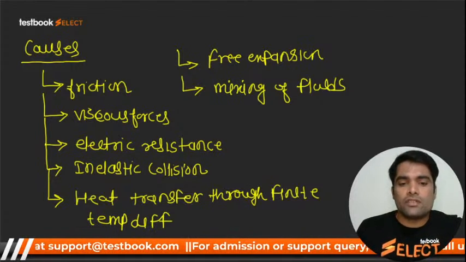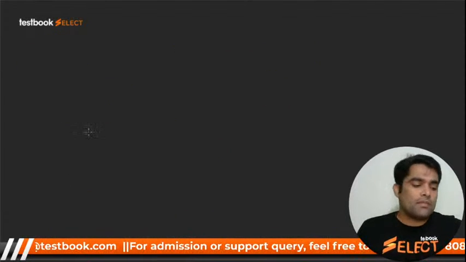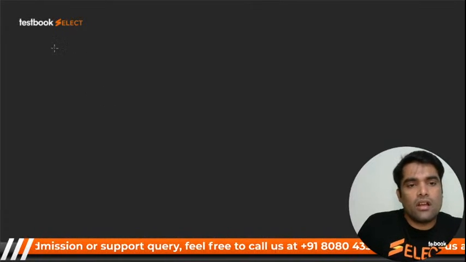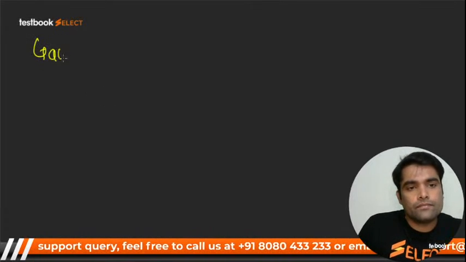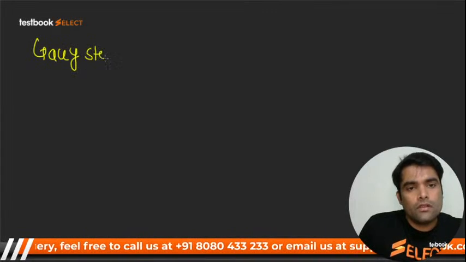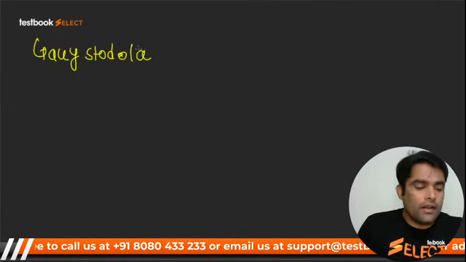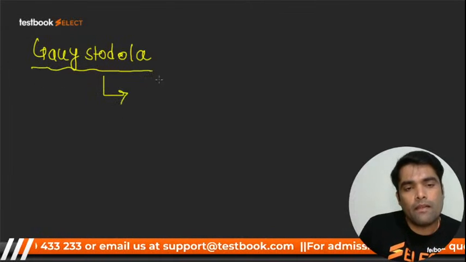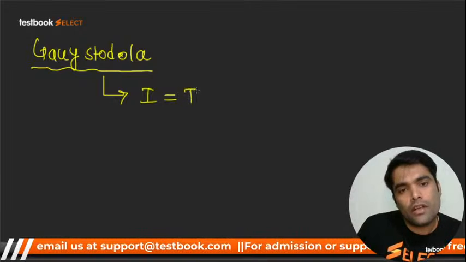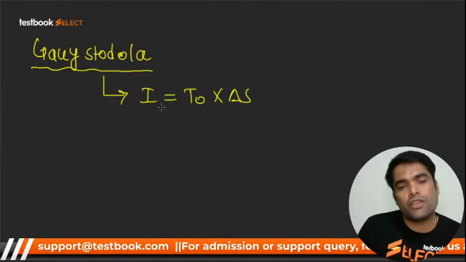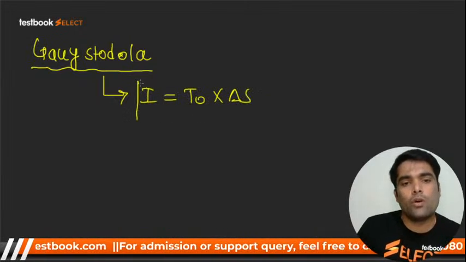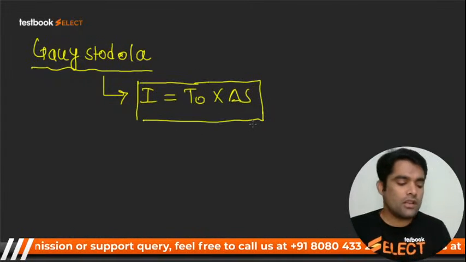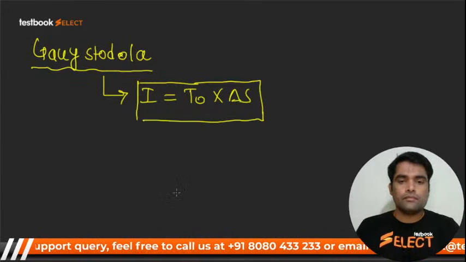And there is a one scientist. एक scientist थे जिनका नाम था, what is the name of them? Is none other than Gouy-Stodola. If you want to calculate irreversibility, you can calculate it by the help of I is equal to T naught into delta S. That is, change in entropy. It is the Gouy-Stodola equation. Okay. It is Gouy-Stodola equation. Right.